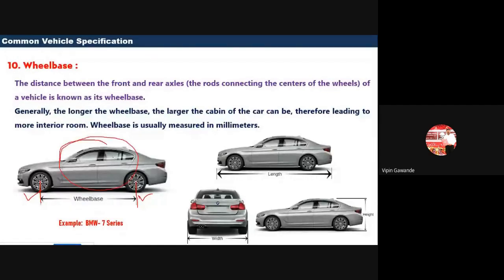In specification, they will also mention the length. So the total distance from front to end is noted as the length. We have width, then height of the vehicle. So that we have discussed.